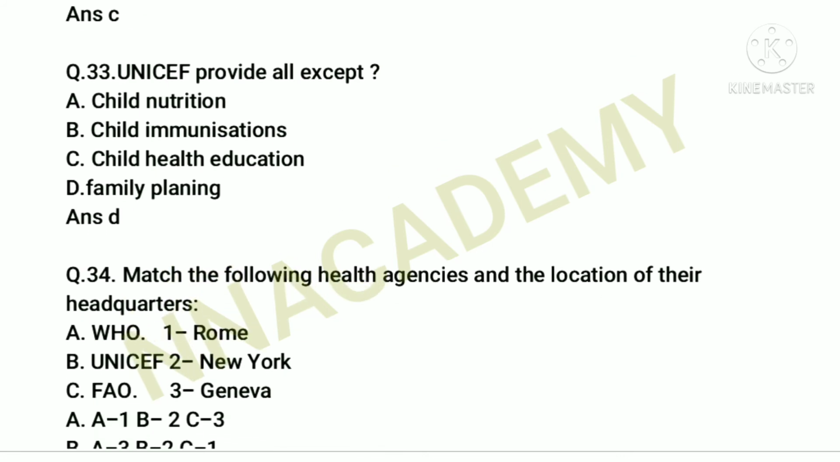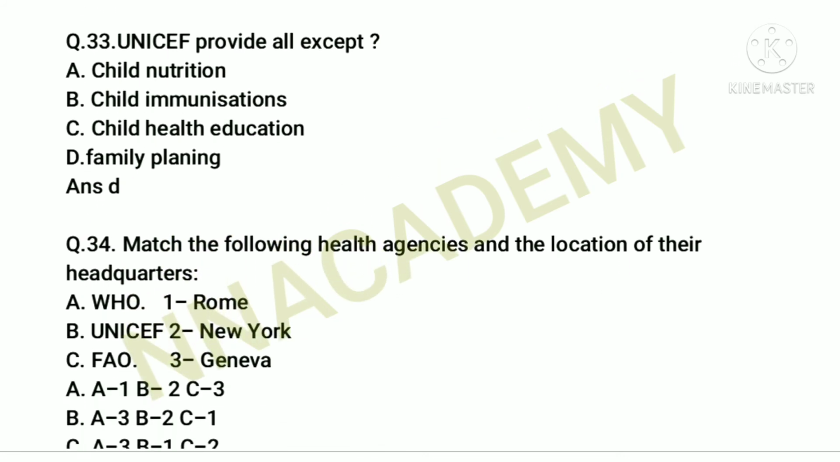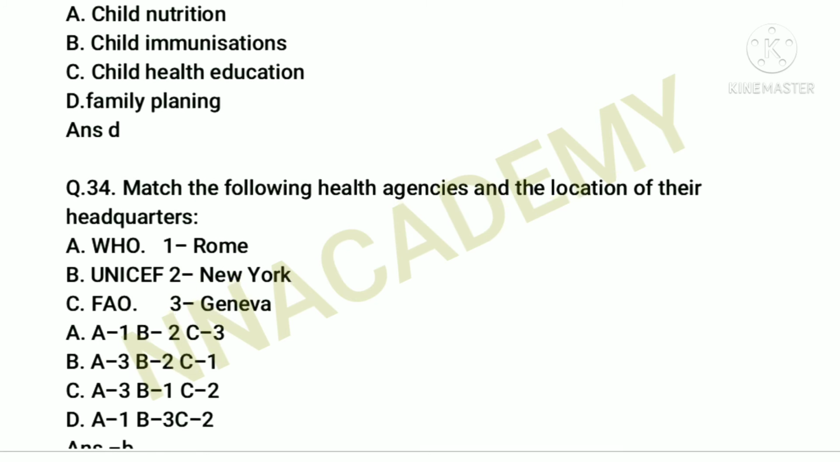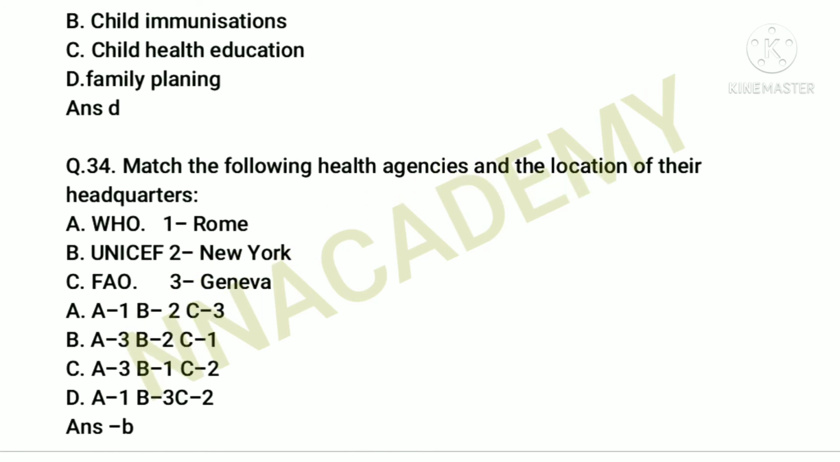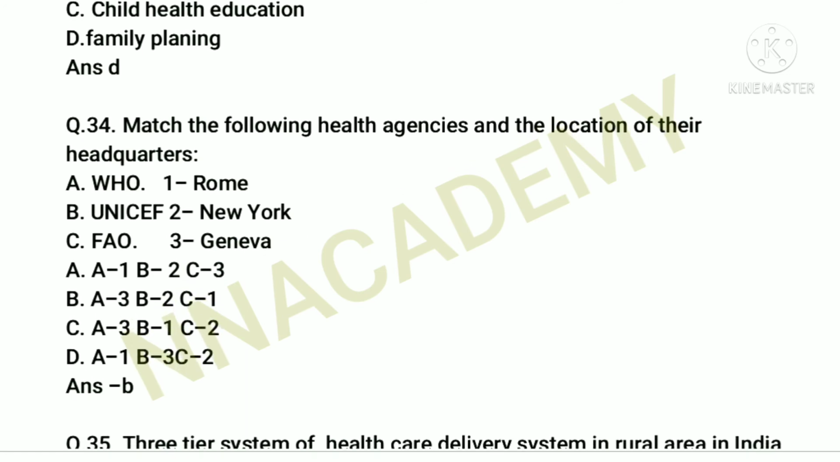So the right answer here is family planning. And the next question is: match the following health agencies and the location of their headquarters. Here the options given are A. WHO, 1 Rome; B. UNICEF, 2 New York; C. FAO, 3 Geneva.